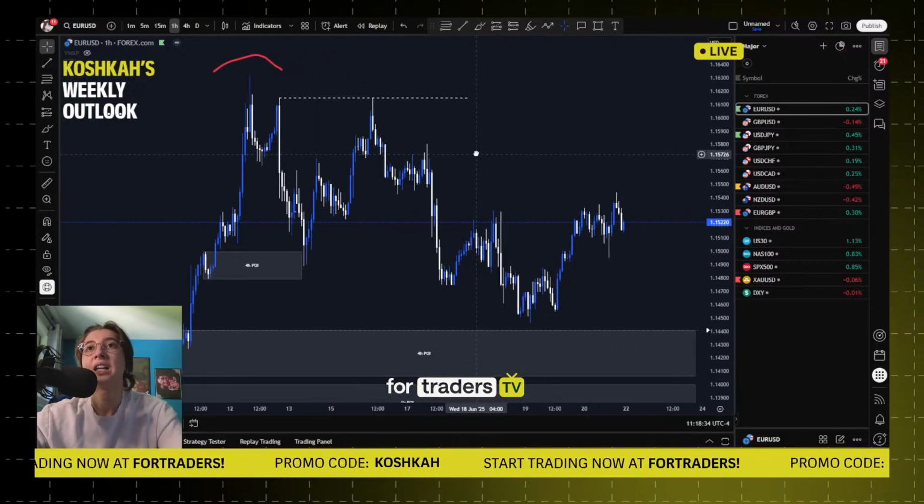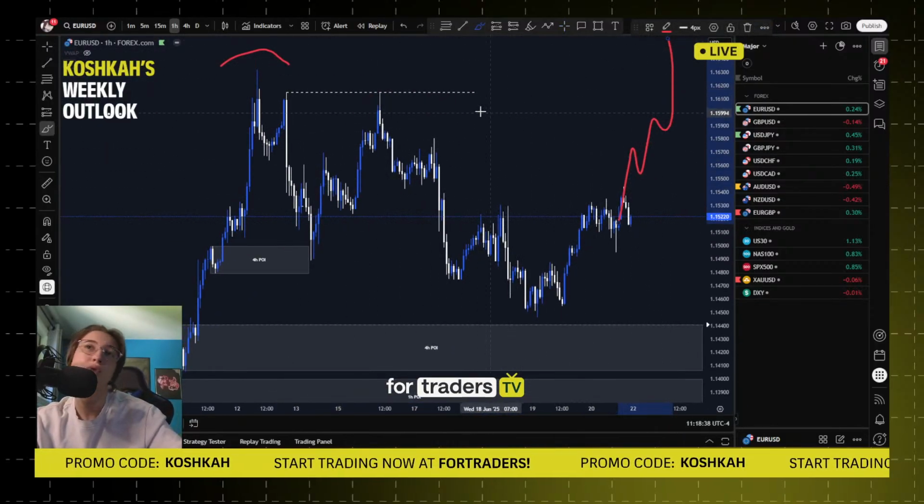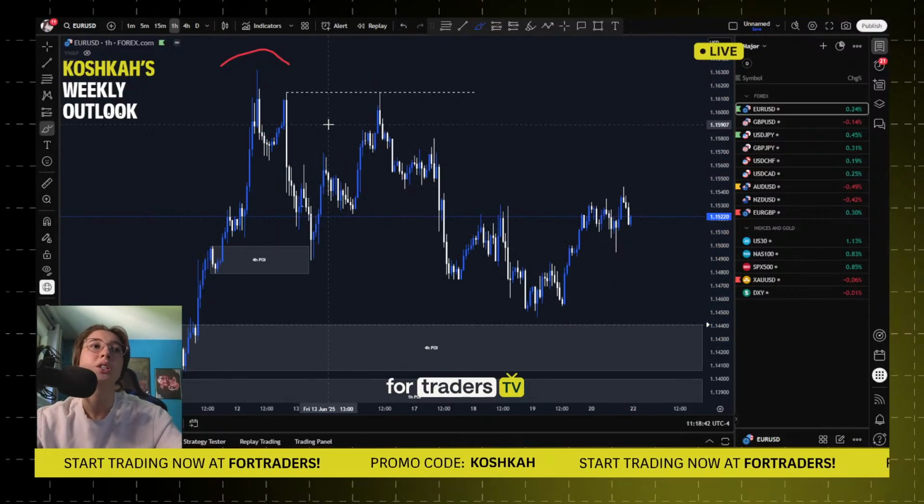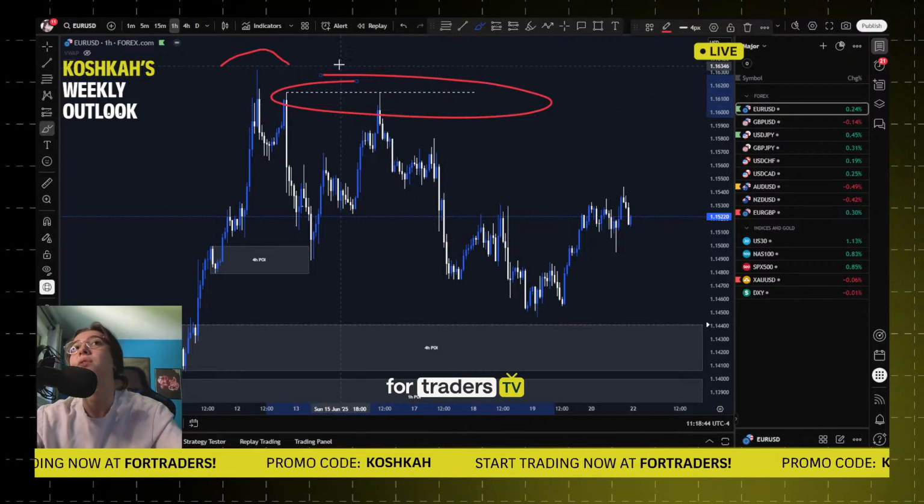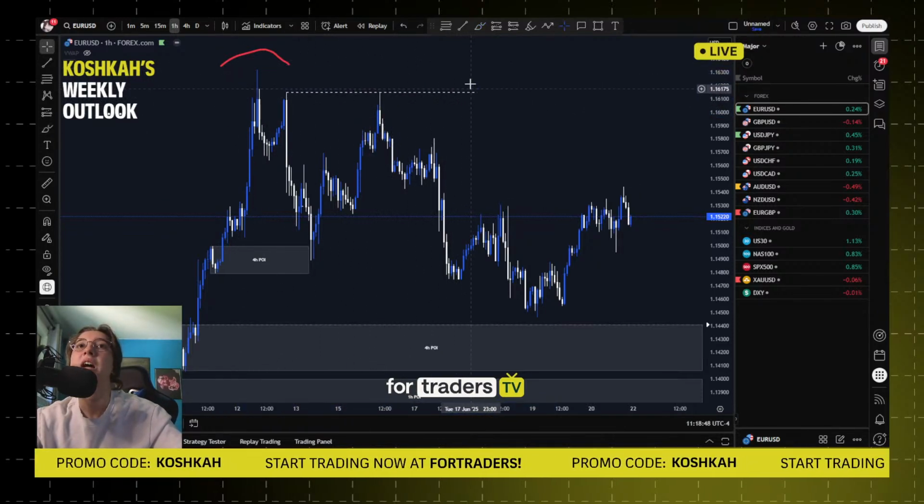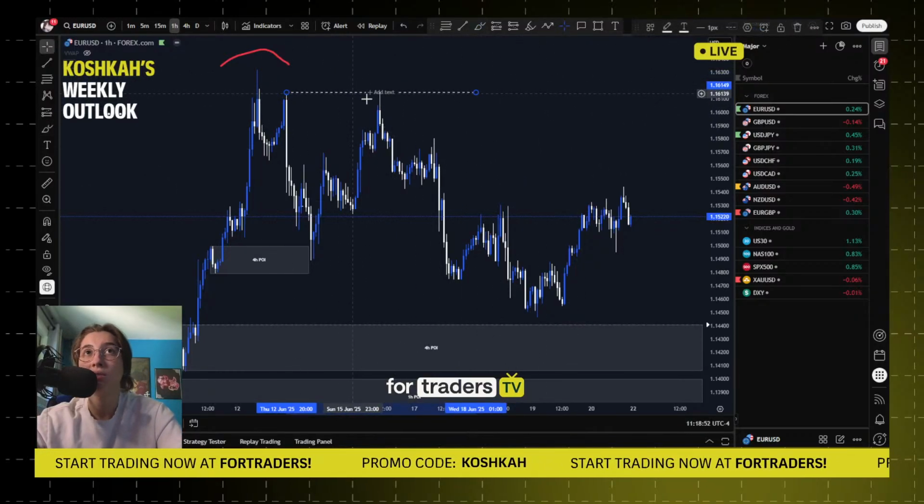So this means that most likely price will come back to that level. I don't know if soon or maybe later on after mitigating the POIs below. But anyway, right here we have a lot of liquidity as we created pretty much equal highs. So this means there's a high chance that price comes back to that level.